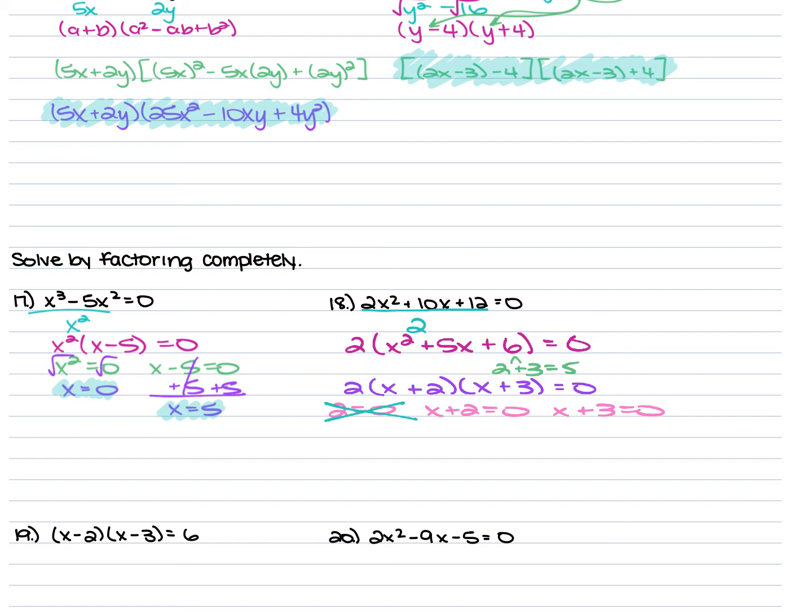For x plus 2 is equal to 0, subtract your 2 from each side. You get that x is equal to negative 2. For x plus 3 is equal to 0, subtract your 3 from each side. You get that x is also equal to negative 3.